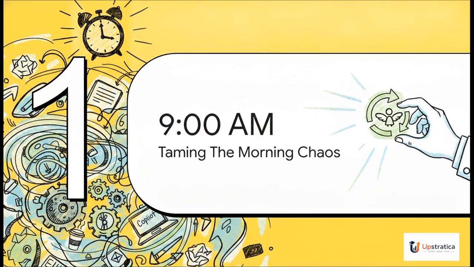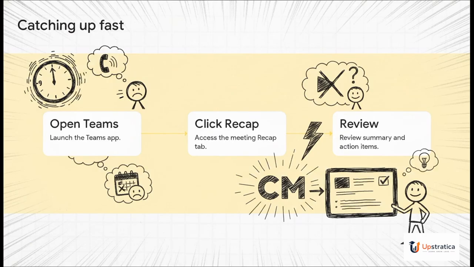Section 1, 9 a.m. Taming the morning chaos. Okay, it's 9 a.m. You've just missed a 30-minute meeting because, of course, you were stuck on a client call. Normally, you'd have to sit around waiting for the recording, or worse, desperately chase down a colleague for their kinda-sorta complete notes. Instead, you just open Teams and click the Recap tab, and instantly Copilot comes to the rescue.